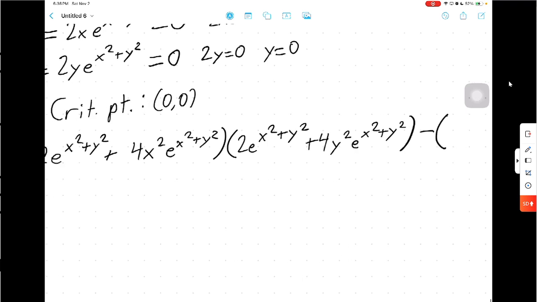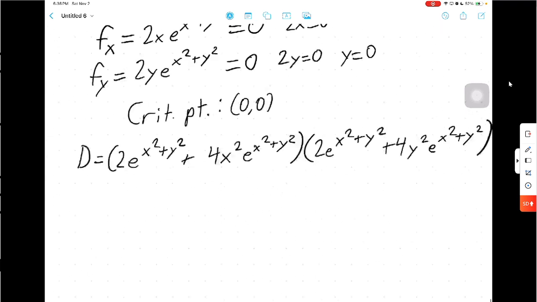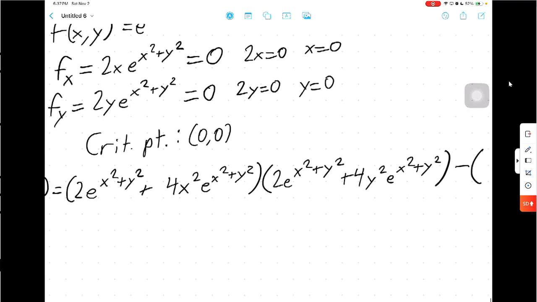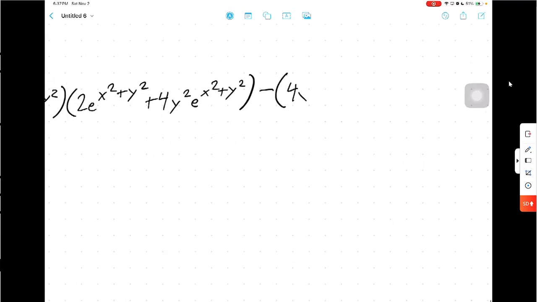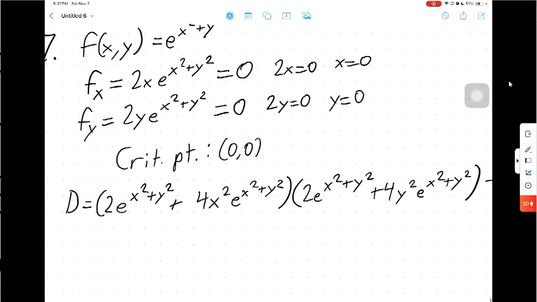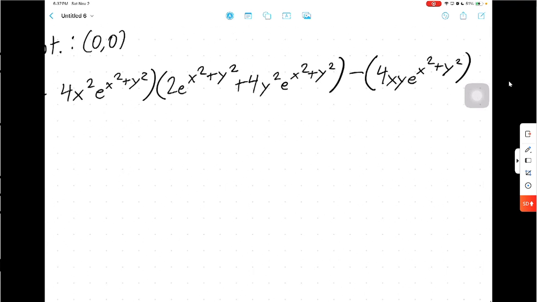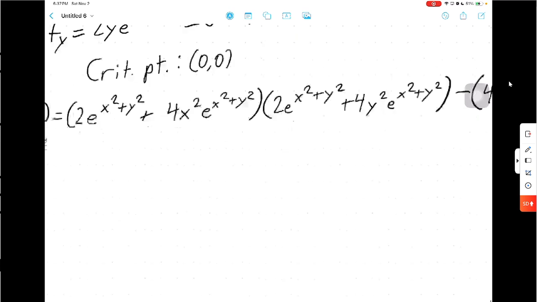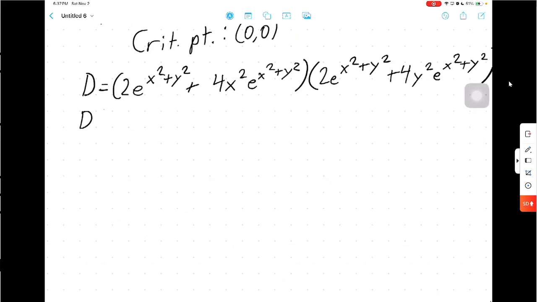minus f of xy squared. That's 4xy e to the x squared plus y squared. This is 2x times 2y, and then squared. And then evaluated at 0, 0.